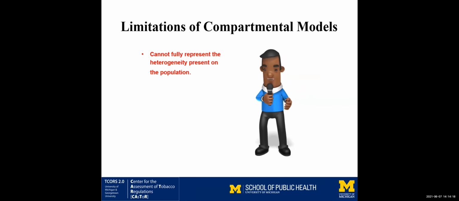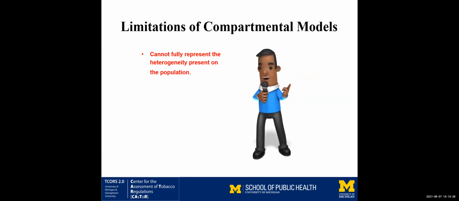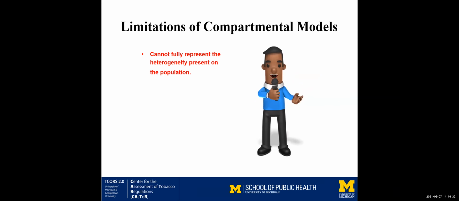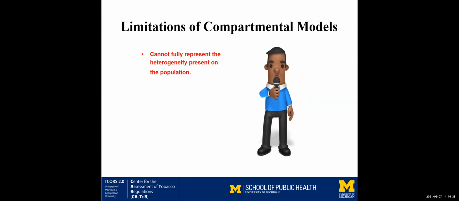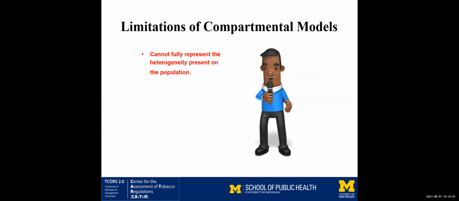So now that we know why they are used, who is using them, how they are used, and the characteristics of a compartmental model, let's talk a little bit about the limitations. I see 2 major limitations. One, they cannot fully represent the heterogeneity present in the population. So the individuals are very different. They are of many different genders, some of different socioeconomic status, some are rich, some are poor, some are men, some are women, and they are older and they are younger.